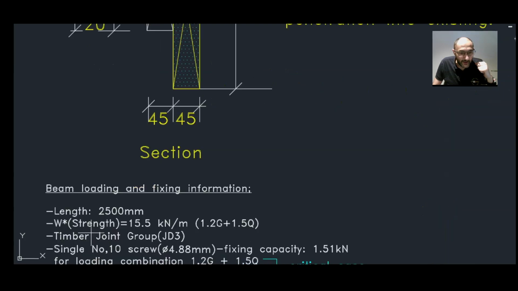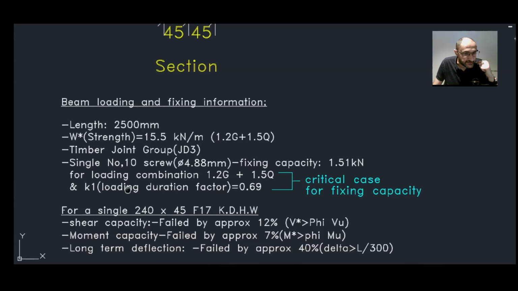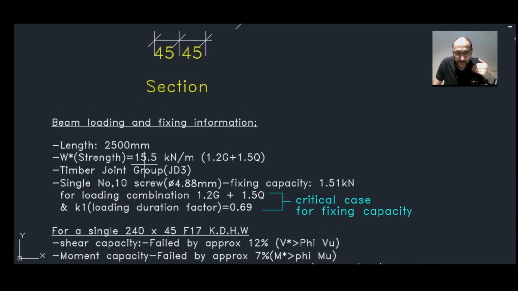All right, now to the beam loading and fixing information. Let's have a look. The length of the beam is 2500. The factored UDL for strength is 15.5 kilonewton per meter, and the worst case scenario in this case was 1.2 G plus 1.5 Q. That's the worst loading combination for this particular case. The timber joint group is JD3, that's for KD hardwood.